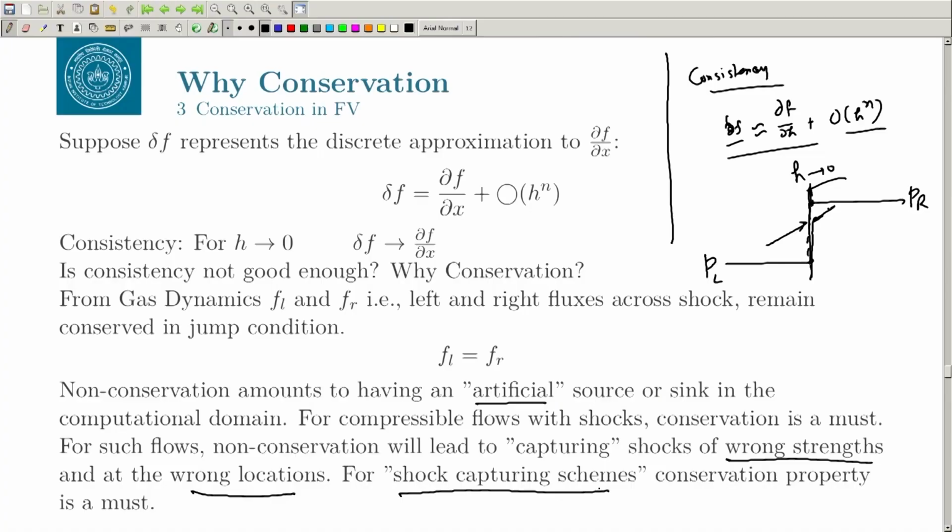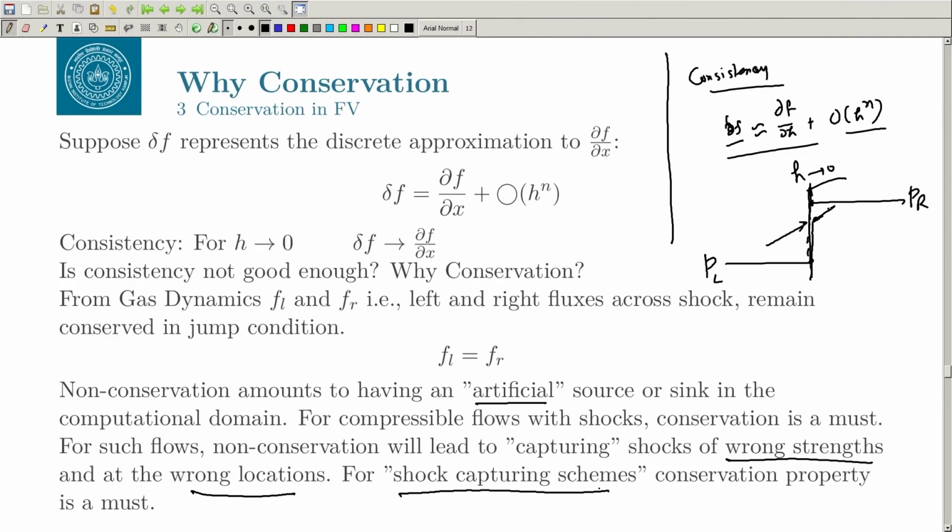Second, finite volume guarantees both the local conservation as well as the global conservation. That is a very good thing, especially if you have flows which have strong discontinuities, because despite the discontinuities at a given location, your fluxes will remain constant. That is what conservation says.